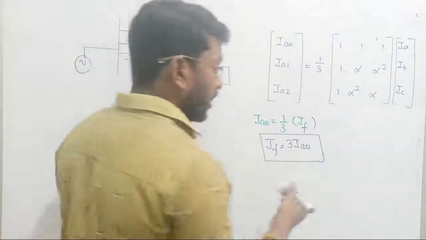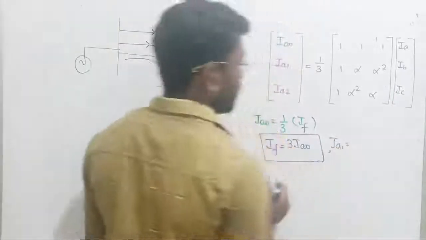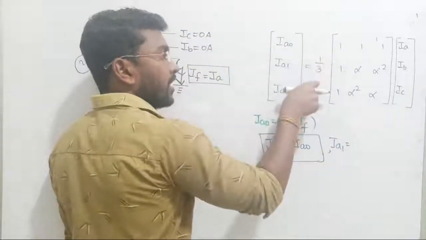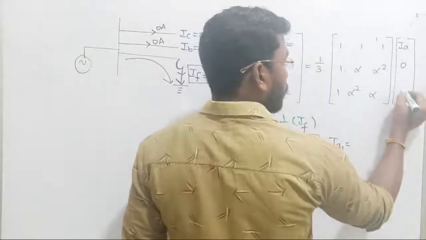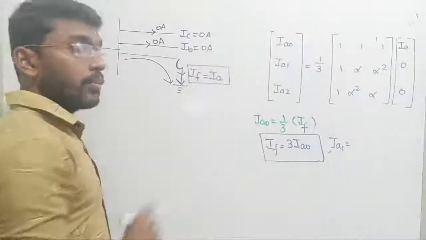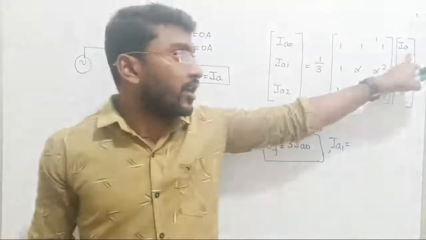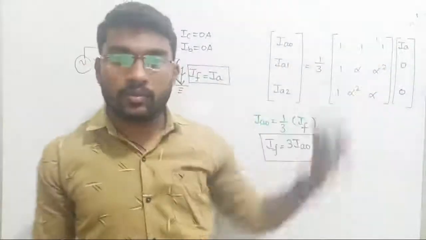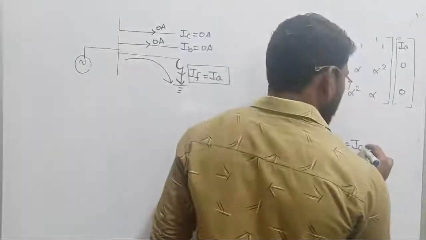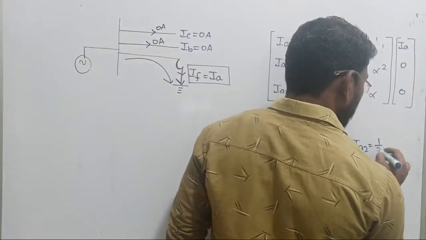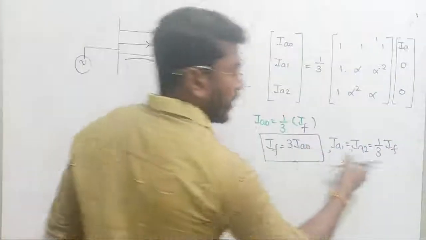Similarly, try to calculate the value of IA1. The value of IA1 also will become 1/3 times of IA plus aIB plus a squared IC. IB is going to be 0, IC also going to be 0. IB and IC are going to be permanently 0. So what does that mean? IA1 is equal to 1 by 3 times of IA. IA2 is equal to 1 by 3 times of IA, such that we can write the general relation IA1, IA2. This is also going to be 1 by 3 times of IA, known as the fault current. See there, for IA0 also we got the same relation.